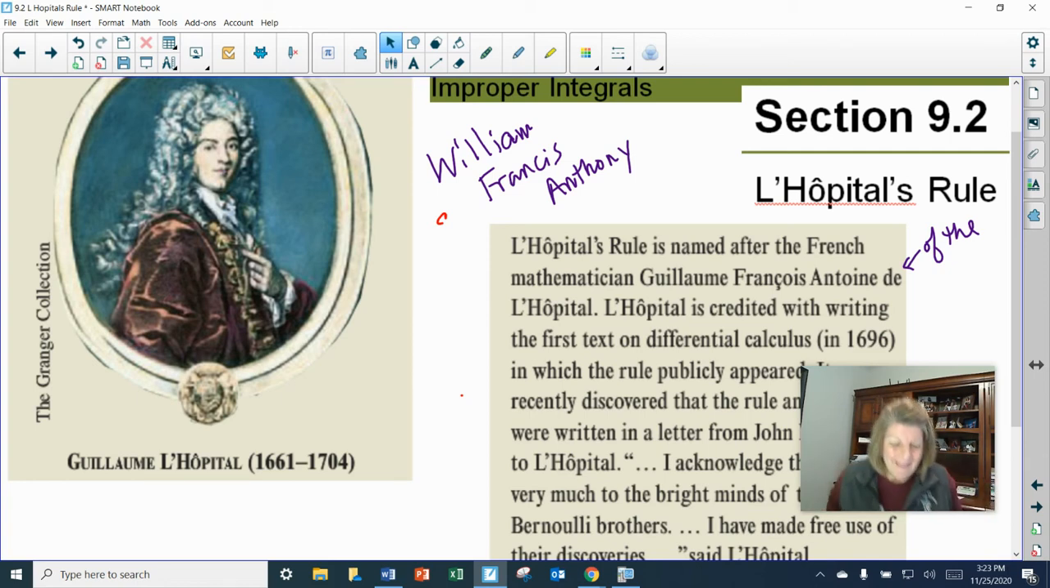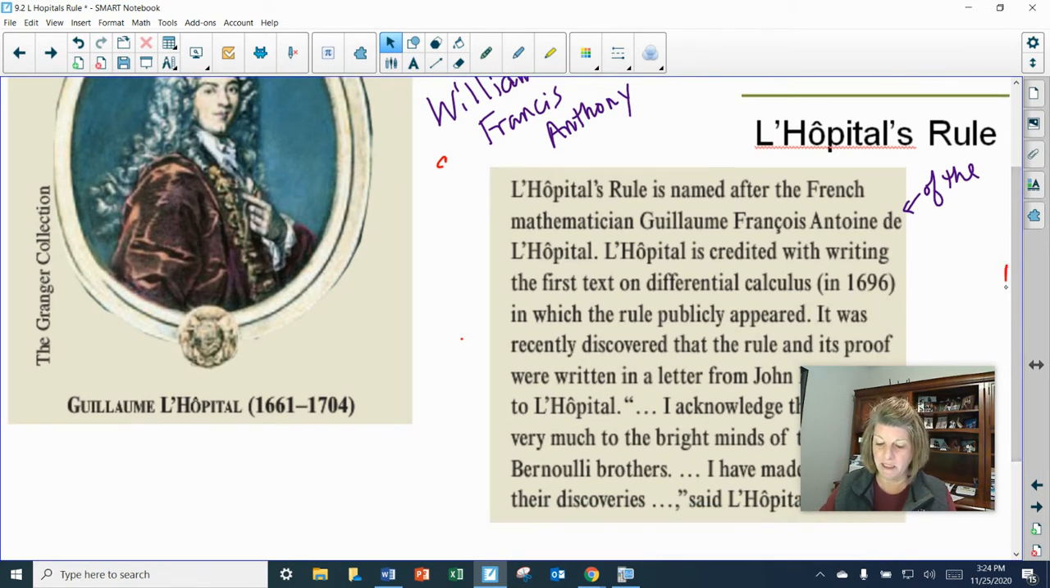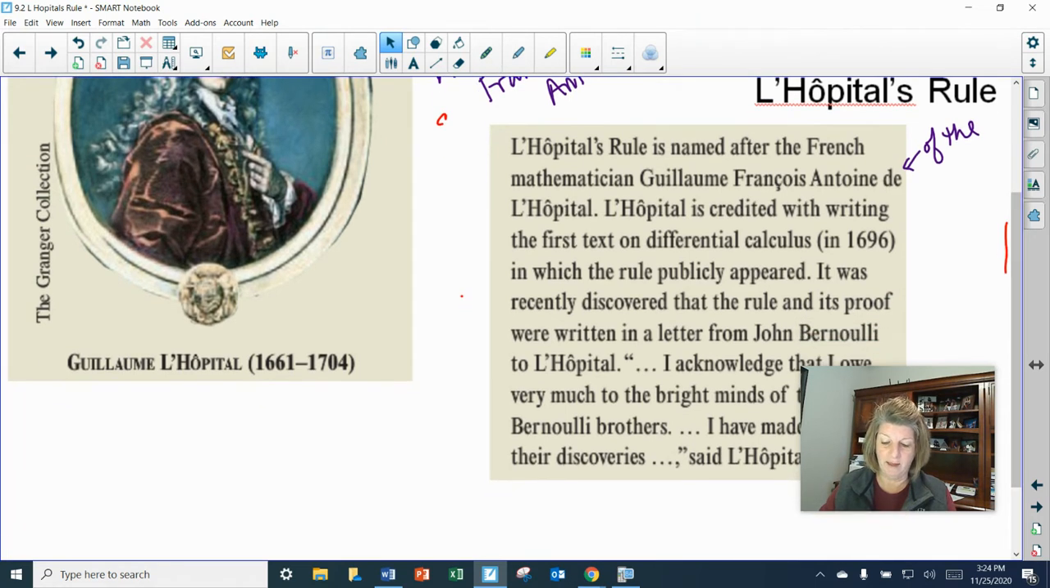Okay, hey, here we are, section 9.2, and 9.2 is L'Hopital. You have worked with L'Hopital before when we worked with limits last year in AB, and it's a nice little review session, plus we go a little further than what we did last year. So we know L'Hopital, this French mathematician, credited with how to work with limits.